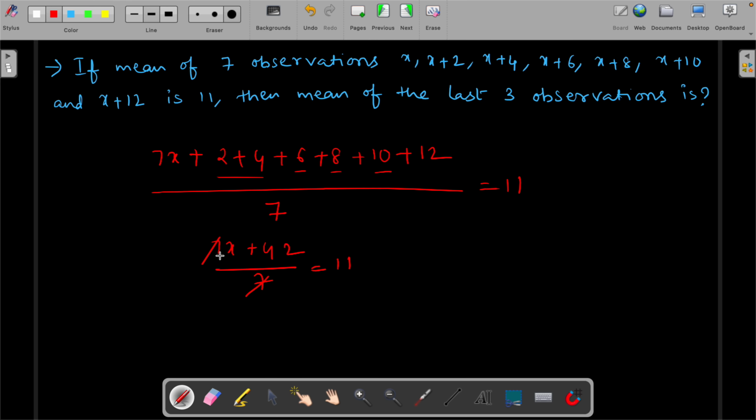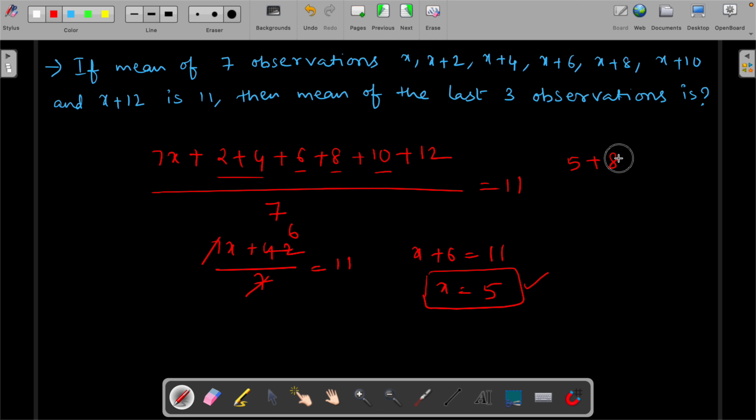7 ones are 7, 7 sixes are 42. So x plus 6 equals 11, x equals 5. So x is 5, then what is the value of the last 3 observations?